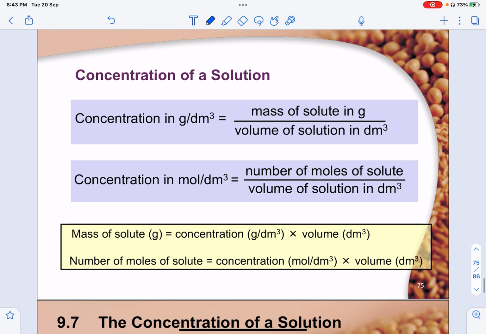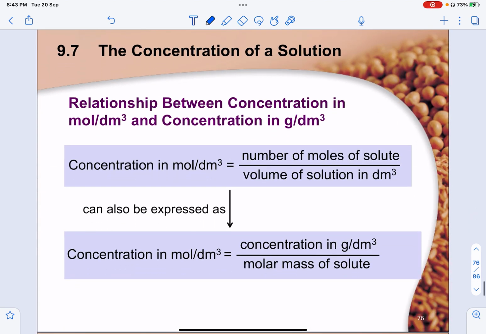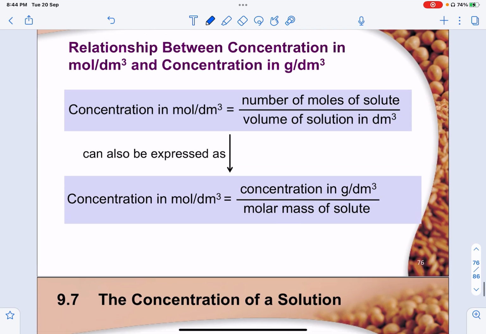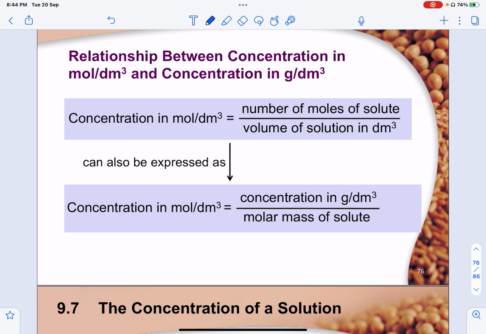Okay. So for the relationship between concentration in mole per dm cube and grams per dm cube, these two formulas can be interconnected by the formula of number of moles equals mass over MR. So by doing simple manipulation, you are able to convert grams per dm cube to moles per dm cube through the division of the grams per dm cube by the MR of the solute. Not the solution, but of the solute.